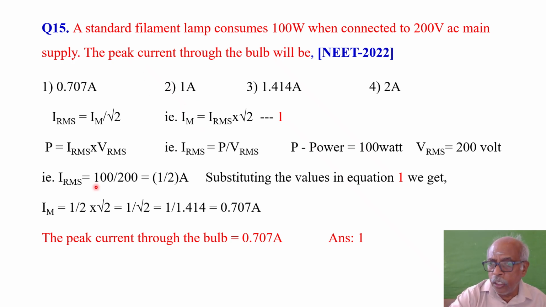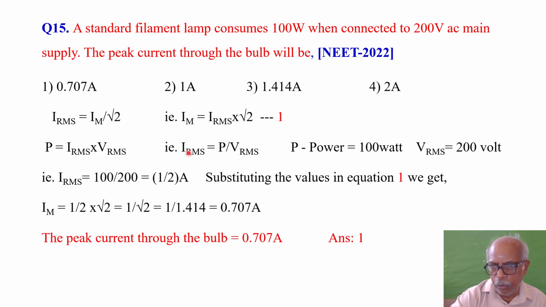Okay. And also you know power is equal to IRMS into VRMS. P is the power. P power, how much? 100 watt. So IRMS, bring VRMS to the other side. So IRMS is equal to P by VRMS. Where should we find IRMS? This is equation 1, you have to substitute that. So that is why you are going to calculate IRMS. IRMS is equal to P divided by VRMS. P power is 100 watt. It is connected to 200 volt AC main supply. It means what? The root mean square value, RMS value of voltage is 200 volt.